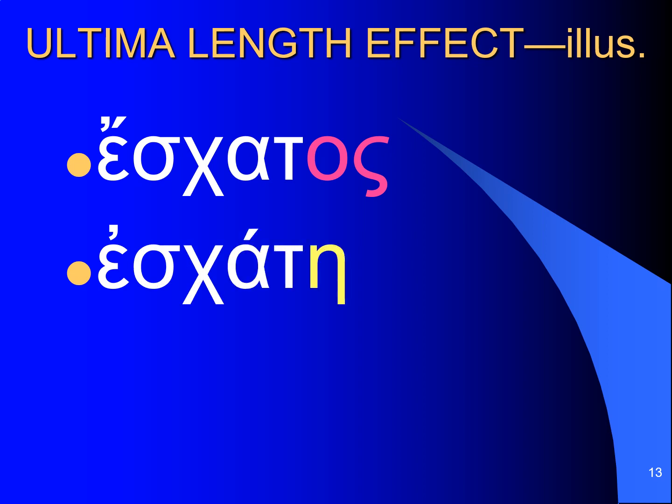But when the ultima changes to an eta, eta you'll remember is a long vowel. So now we have a long ultima, and with a long ultima, the accent can't occur on the antepenult. It can only occur on the penult or the ultima, and here it occurs on the penult, and so you see that the accent has changed from an accent on the epsilon or the antepenult to an accent on the alpha or the penult. So let's look at an example.